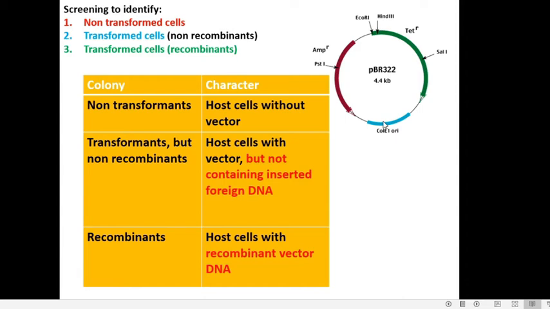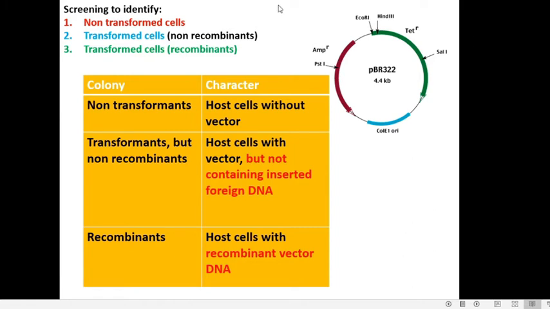We don't have any use with such cells. Now we go to the third category. They are transformants which have taken up pBR322, and this pBR322 is containing the foreign gene inserted. Such cells are said to be recombinants. So they are host cells with recombinant vector DNA.